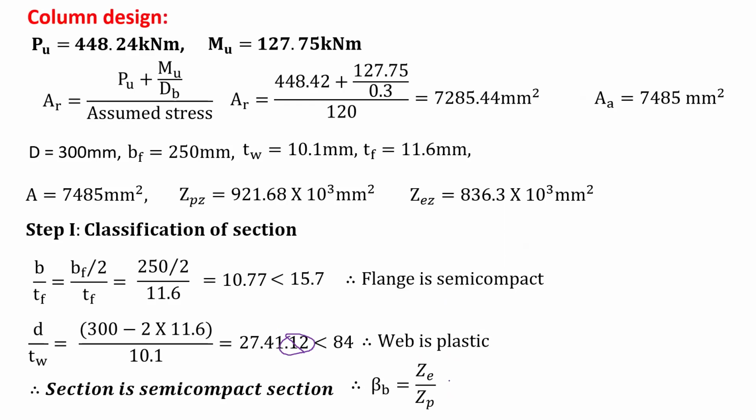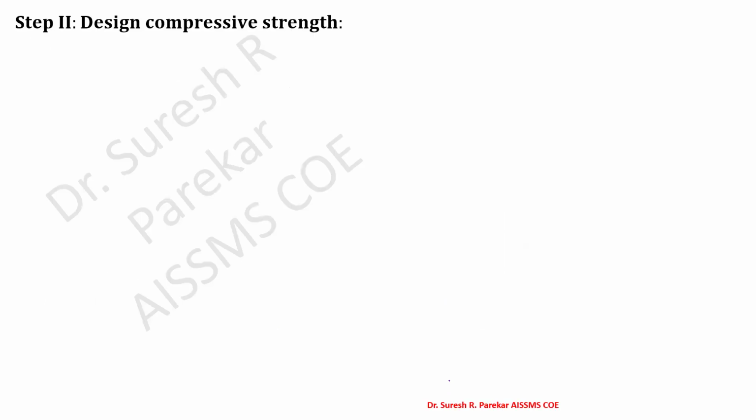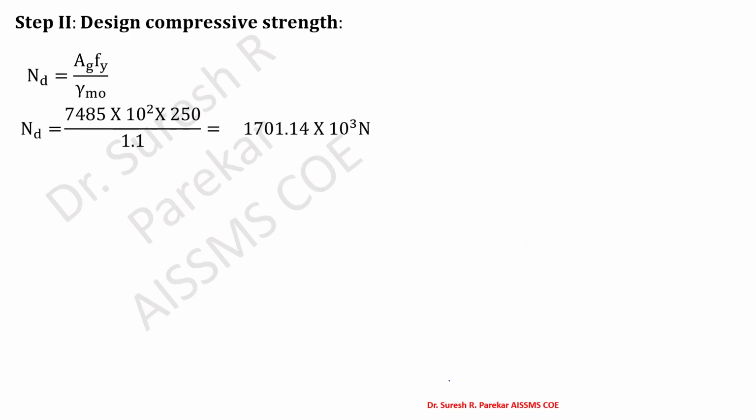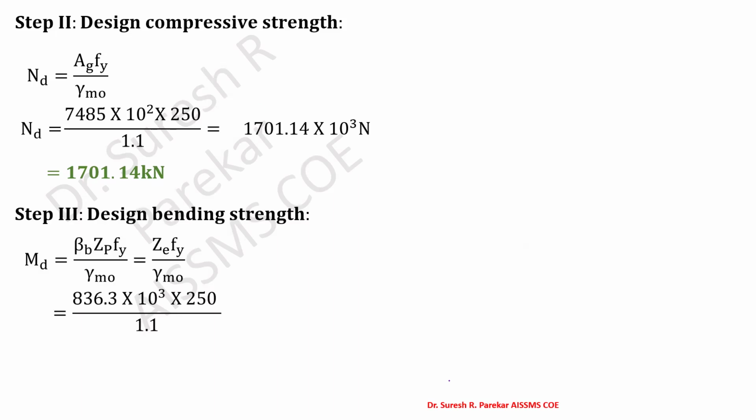Go to 8.2.1.2. Now we will go with the design compressive strength. Now we have the same step, ND is AG Fy upon gamma MO. AG is 7485, we have substituted the value. We got the value of ND as 1701.14 kilonewton.